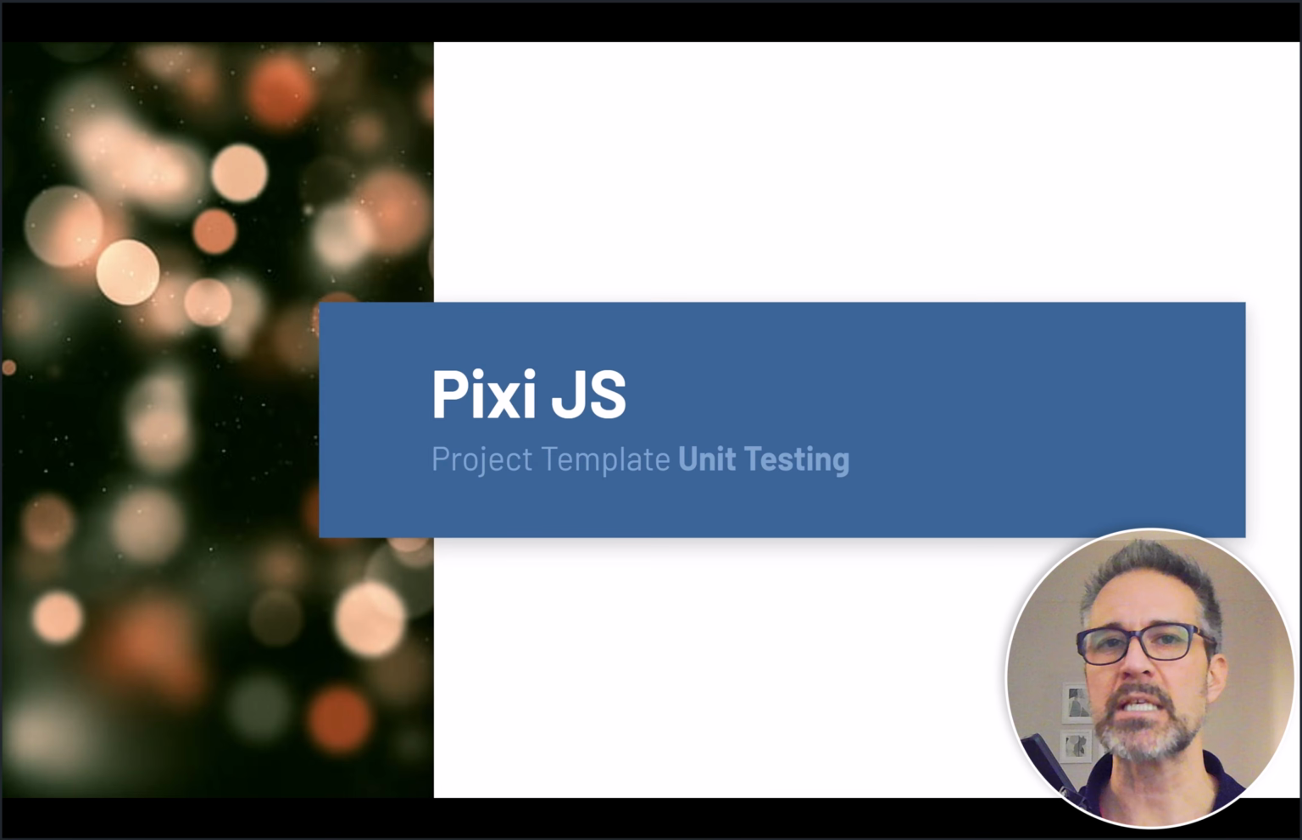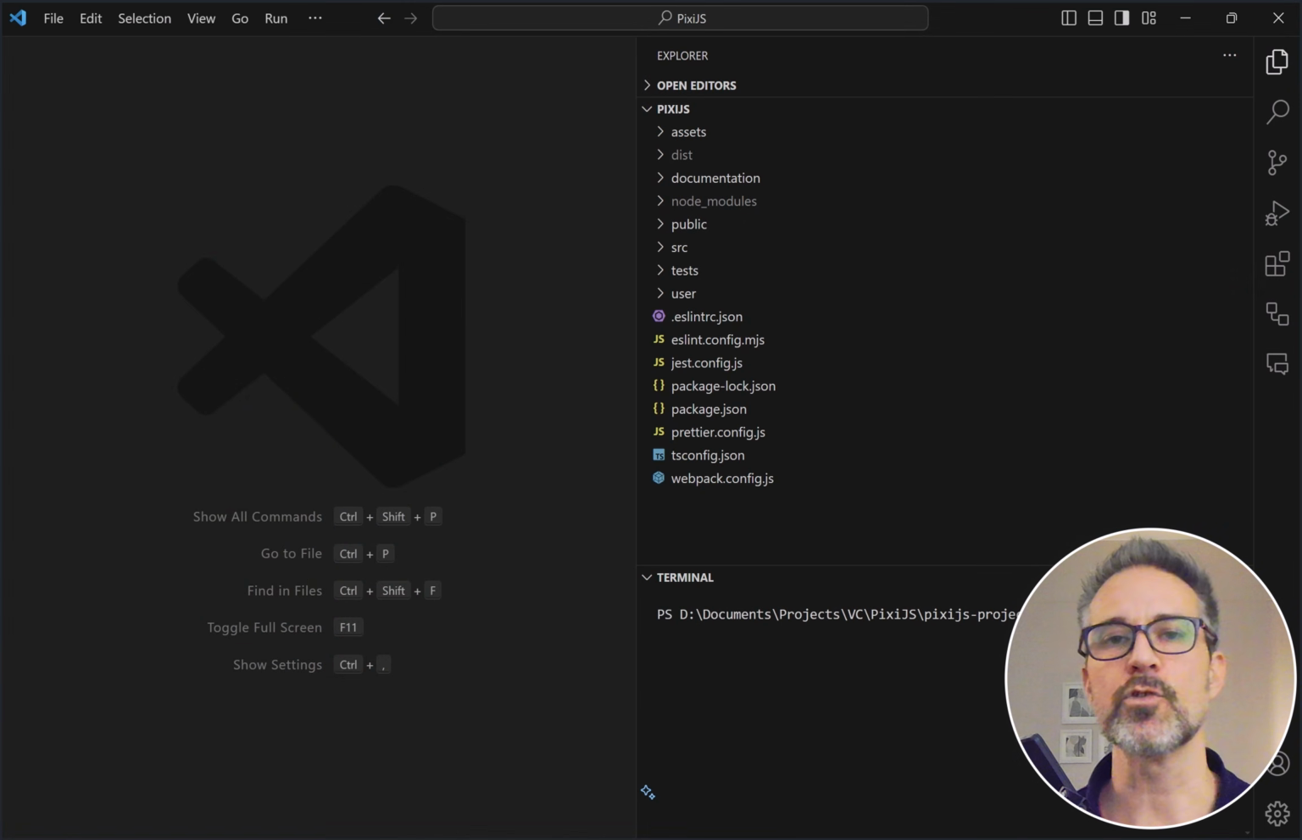So let's look at the PixiJS project template that I made. In an earlier video, I covered it in more depth, but let's just look at the unit testing possibilities that are included in the template. All right, so from the repo linked below, I've forked it, downloaded it, and got it set up here. It's all ready to go.